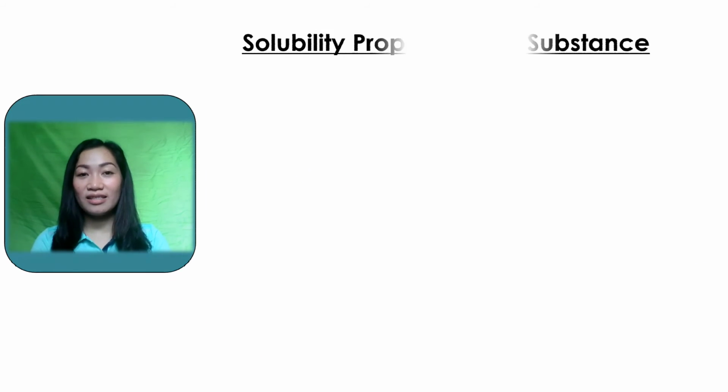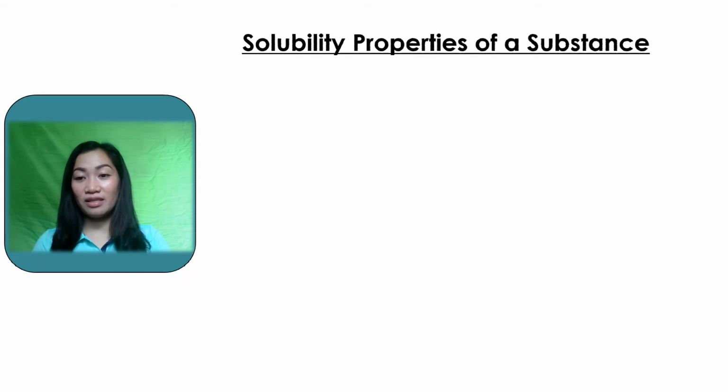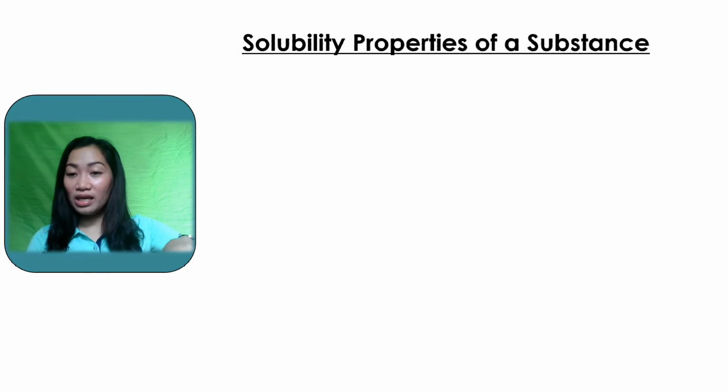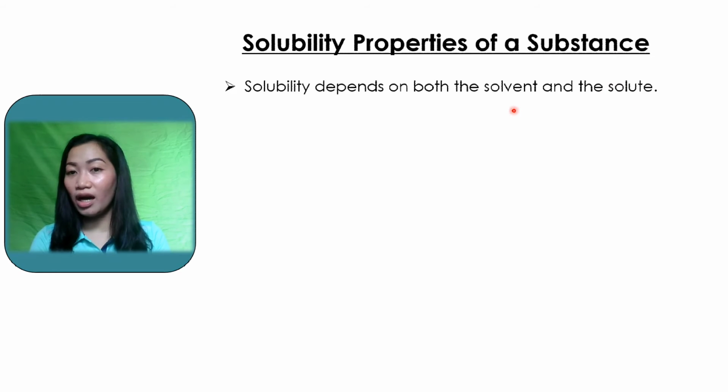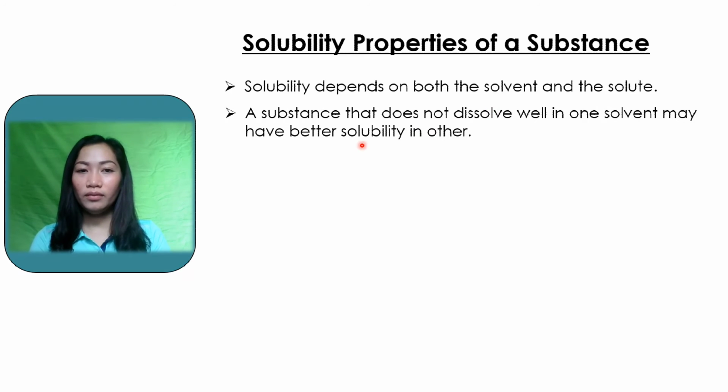Now, let's discuss some solubility properties of a substance. What is solvent again? A solvent example is the water. And the solute is the one being dissolved in the solvent. Solubility depends on both the solvent and the solute, because there are some solutes that cannot dissolve in the water, which serves as your solvent. A substance that does not dissolve well in one solvent may have better solubility in another. So there are some solutes that cannot dissolve in the water.